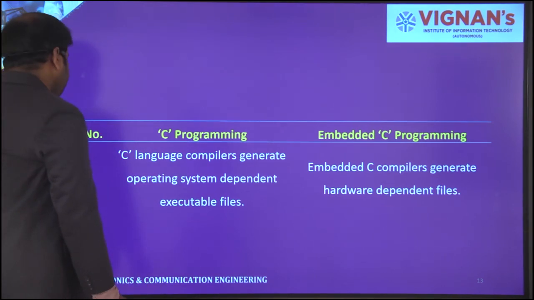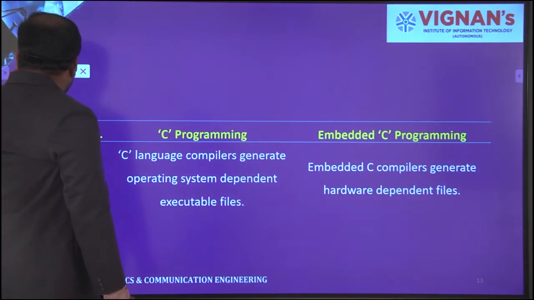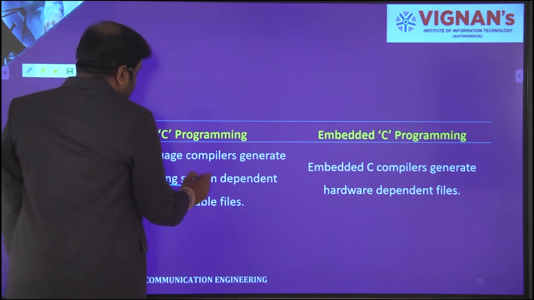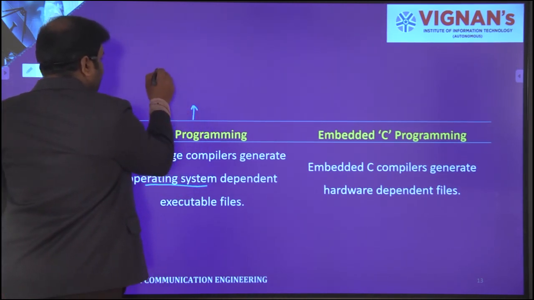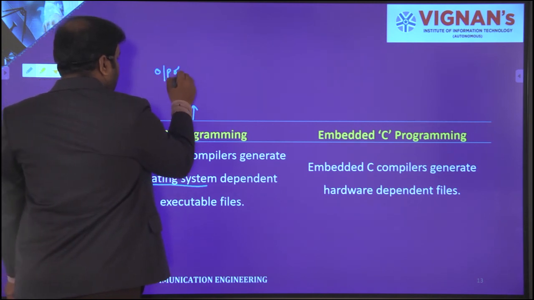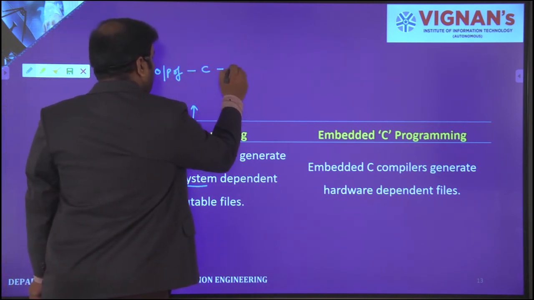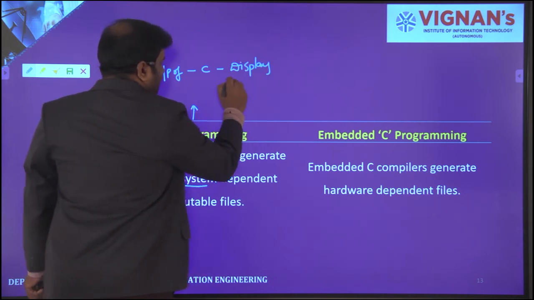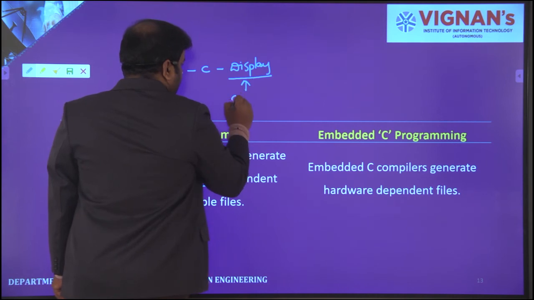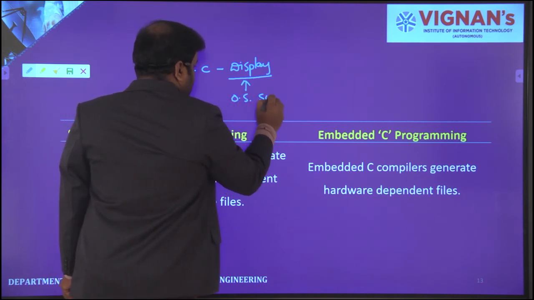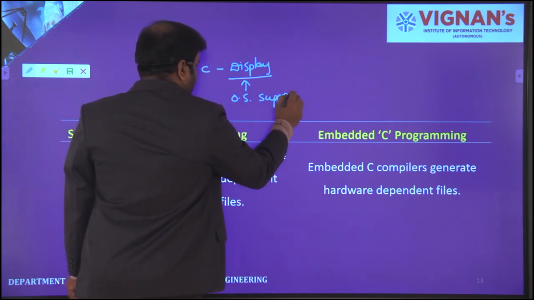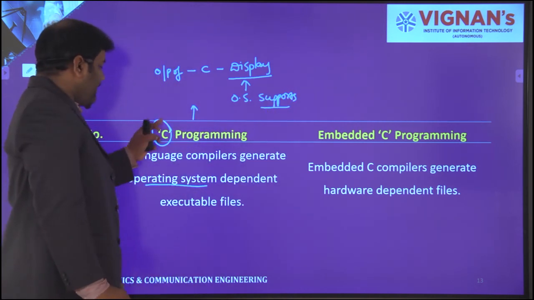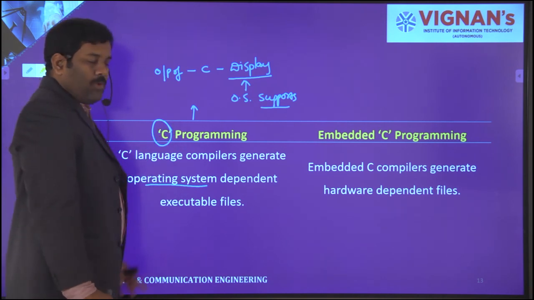Next one is, C language compilers generate OS dependent executable files. Means the output of C language is always displayed, and for this display, operating systems always support it. So whichever output is generated by using C programming can be displayed by the OS.